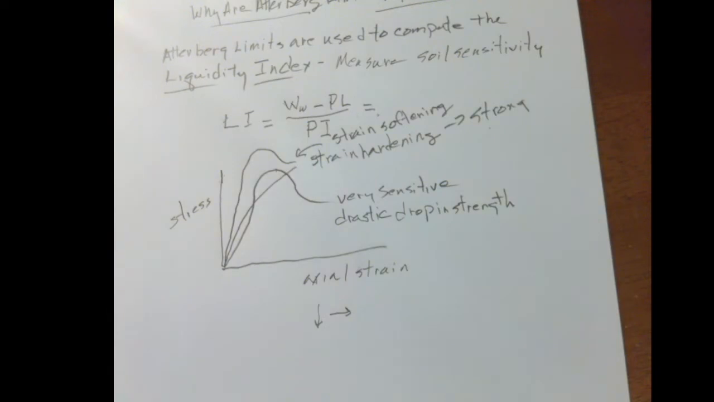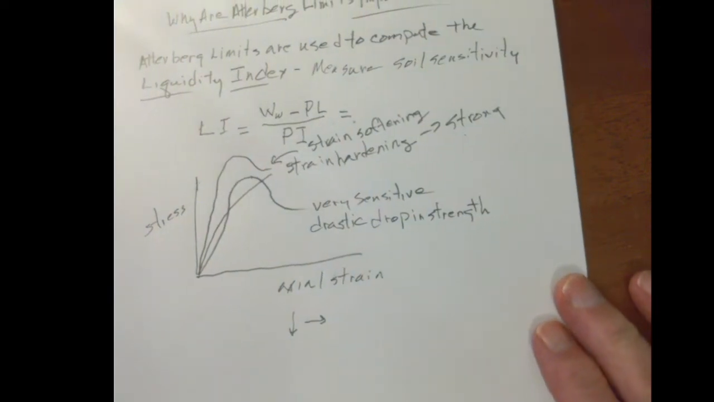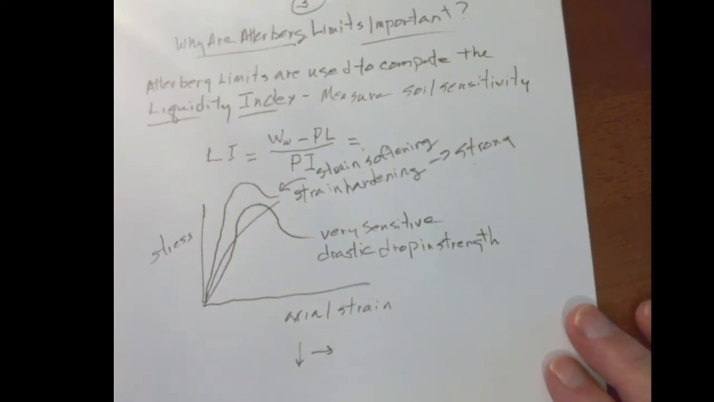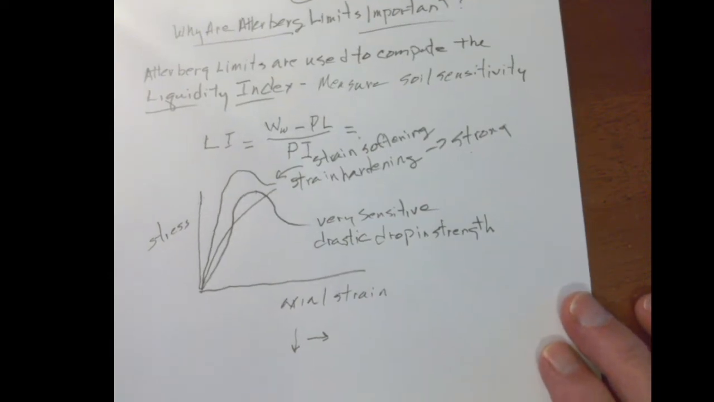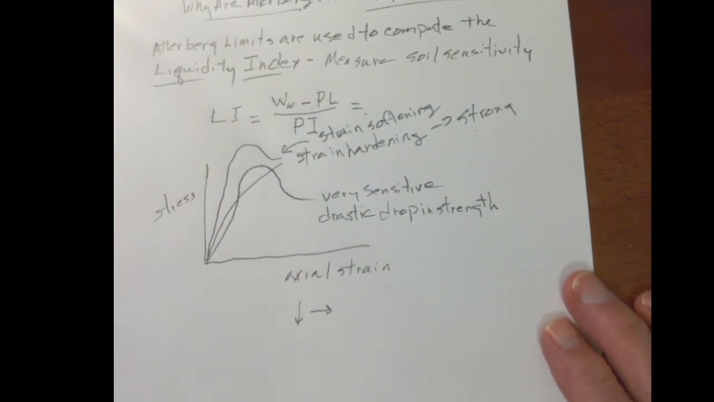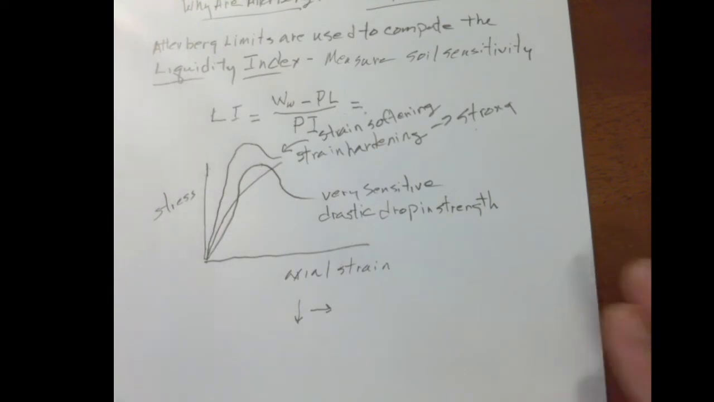Okay. So what's the connection here? It's just all processes that are related to the Atterberg limits. All of these things are related, and it goes deeper and deeper into the classification of the soil.